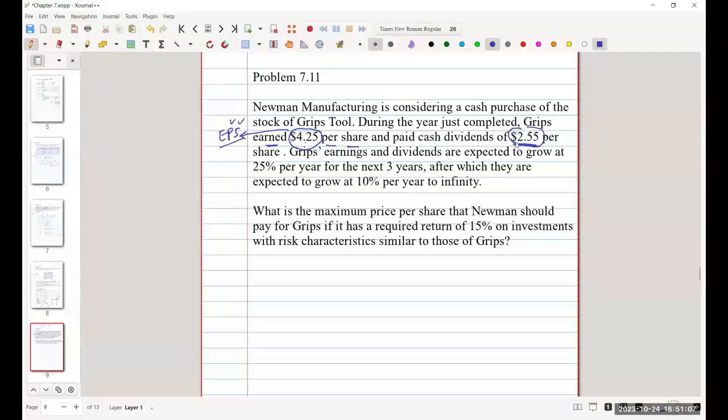And when did this happen? During the year just completed. So this is not something about the next year. It's about something that has been done and dusted already. So we will treat this as D0.